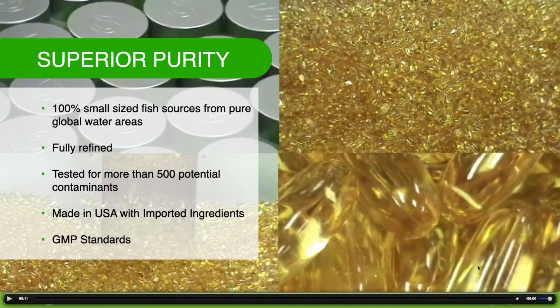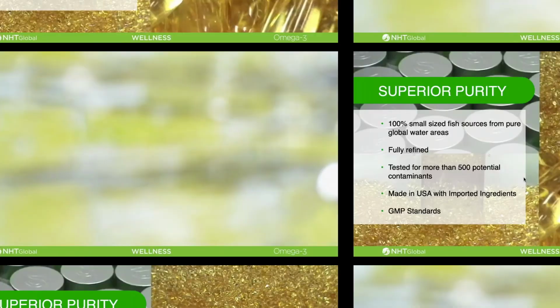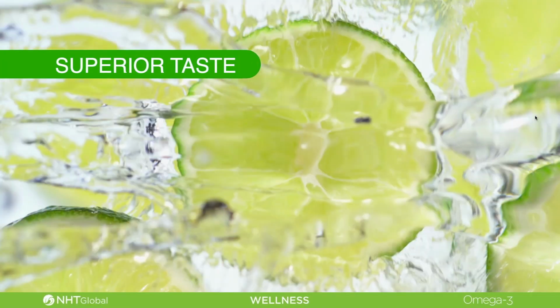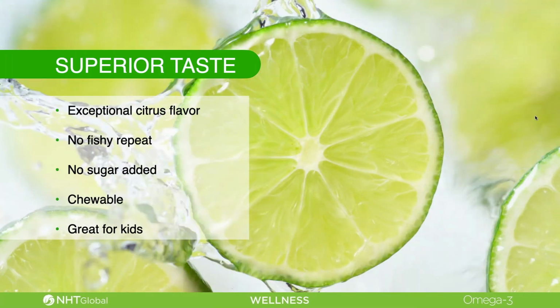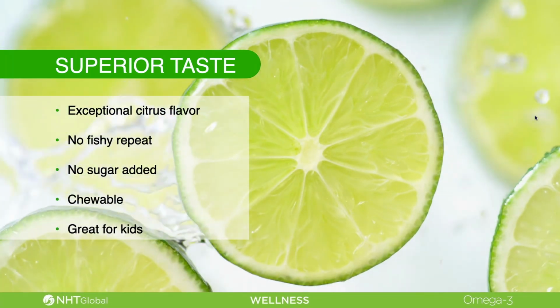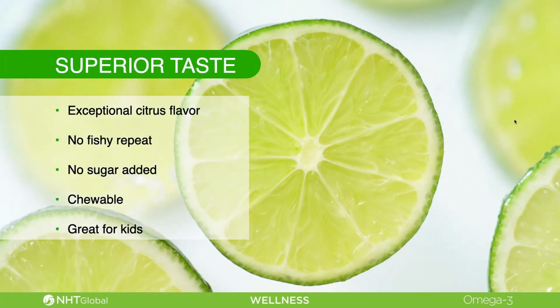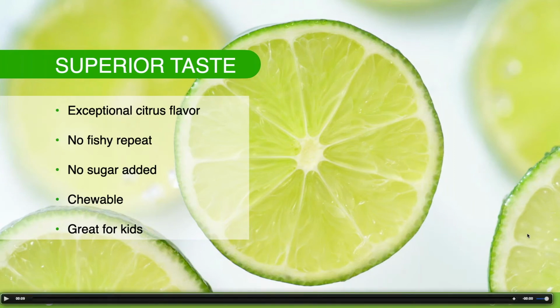Finally, we mentioned already, and a little more here, and that is the taste and aroma and the sensory experience. We use natural citrus flavors, so we don't get a fishy repeat. We don't use sugar. We don't use artificial sweeteners. The soft gels can be chewable, and they're great for kids. Of course, we recommend for children who are older and able to chew them or swallow. We would never want to give a soft gel, for example, to an infant. That would be very dangerous.